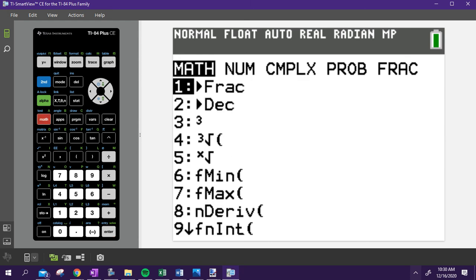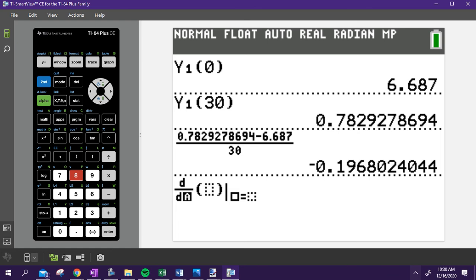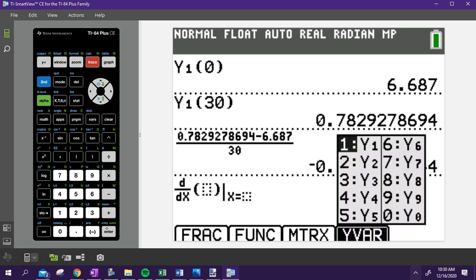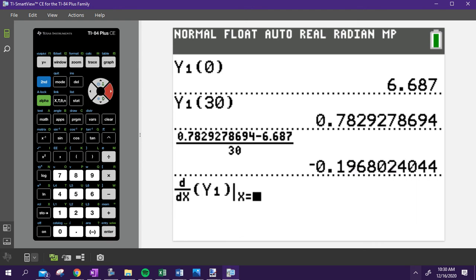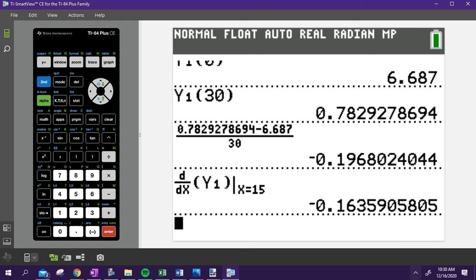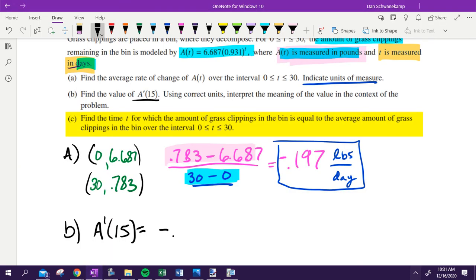Math 8. I hit the math button and go down to number 8, and I'm going to type in dy/dx. I'm going to type in my equation, so I'm going alpha F4, picking Y1, and x is going to be equal to 15. I type it in, hit enter. There's my answer: negative 0.164. Three decimals.